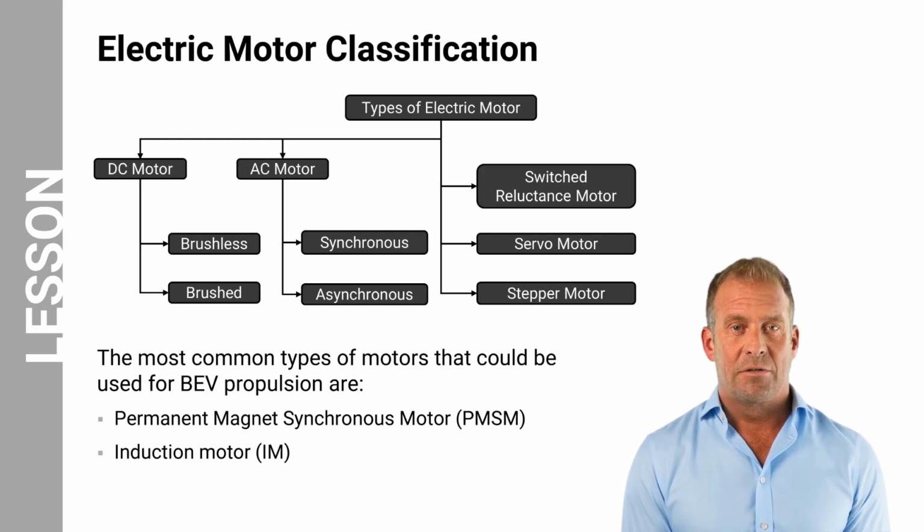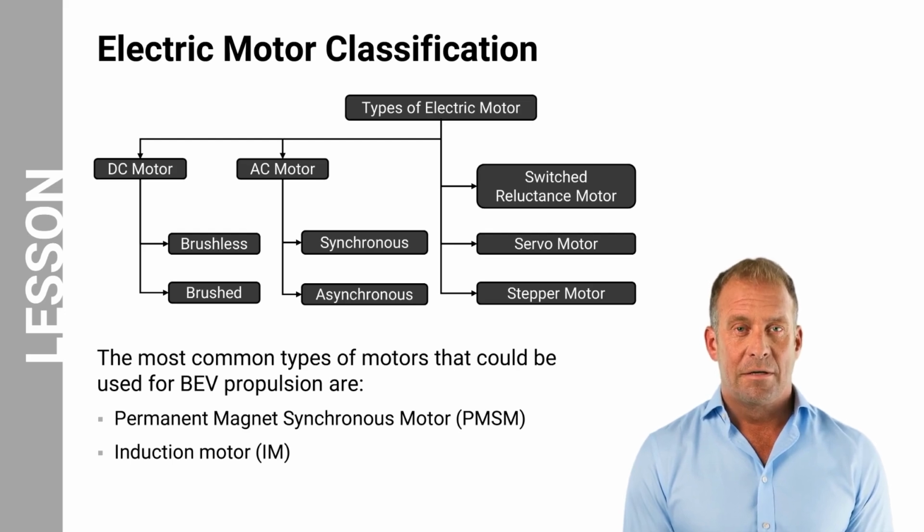Other types of electric motors, such as switched reluctance motors, servo motors, and stepper motors, are less frequently used in BEVs for propulsion. In summary, the two most common types of motors used in BEV propulsion are permanent magnet synchronous motors and induction motors. These motors offer high efficiency, reliability, and performance, making them suitable for electric vehicle applications.